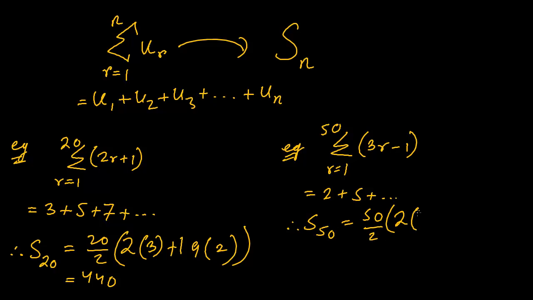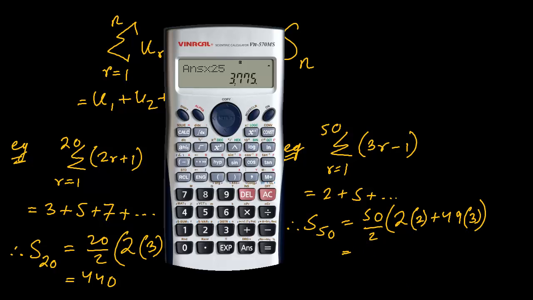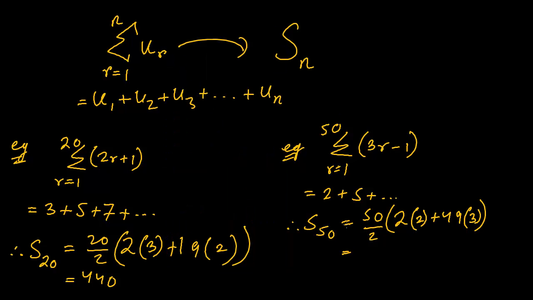So n by 2, twice a, the first term is 2, plus n minus 1 is 49, and the common difference is going to be 5 minus 2, which is 3. So this turns out to be 3775.